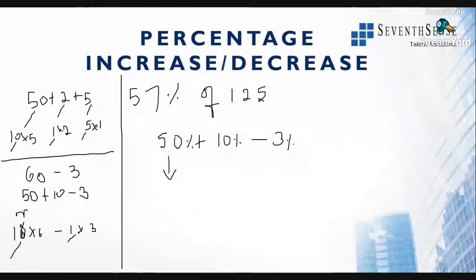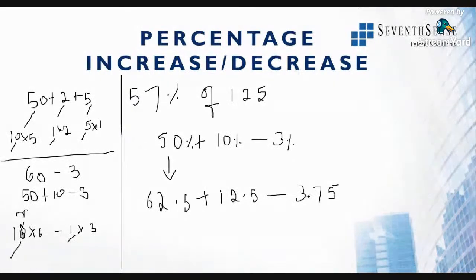Let's go with this next question. 50% is half of 125. Half of 125, 120 by 2 is 60, 5 by 2 is 2.5. So it is 62.5. Plus 10%. 10% of 125 is 12.5. Plus 1% is 1.25. 1.25 into 3, 125 into 3 will be 375. So it is 3.75. Simple and easy. All right.